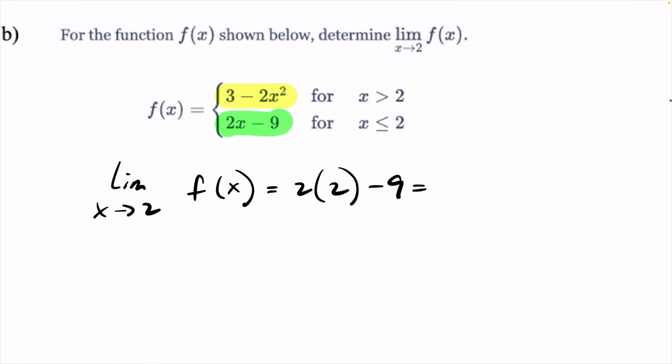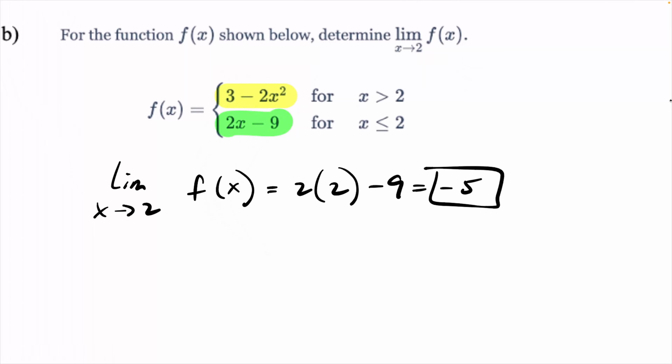I get 4 minus 9, which is negative 5. Did I get 0 over 0? No, so you're done. We didn't even use the yellow. Didn't even worry about the yellow.